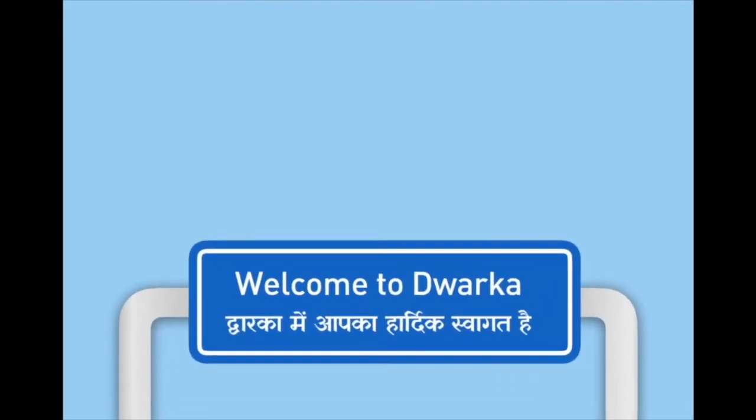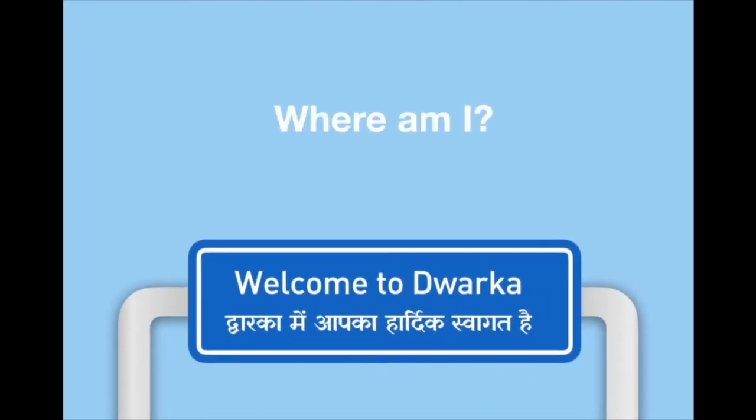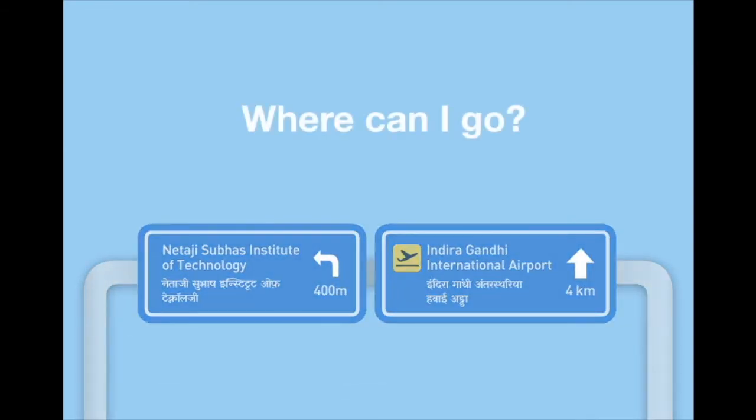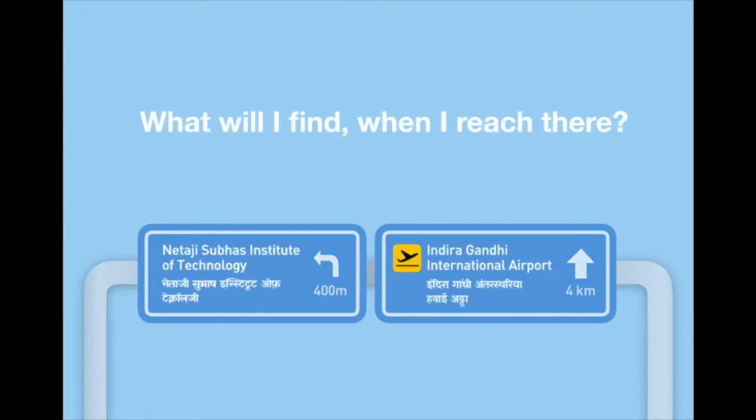Let's say that you're driving and you reach Dwarka. This is the signboard that greets you. It's a good signboard. It tells you where you are. You move a little further, and you see this one. It's telling you where you can go. You can go to the left, or you can go straight. It's telling you what you will find when you reach there. You'll find a college 400 meters to the left. You'll find an airport 4 kilometers ahead. So it's giving you all the information of a good navigation structure.